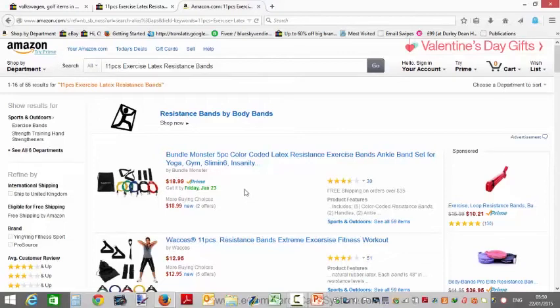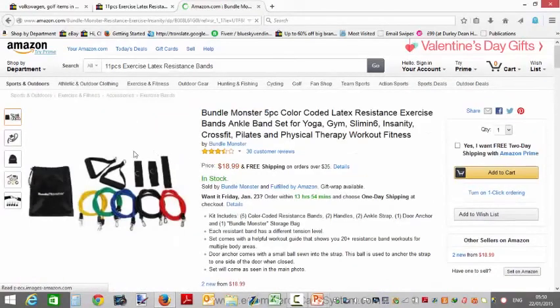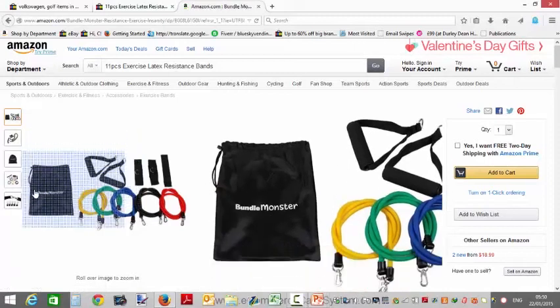So to do that, you need to choose a listing which is identical to your product, i.e. colors, dimensions, and any bags and such like. So let's have a look at some of these ones. So the top listing here is this one here, Bundle Monster. So let's go inside and have a quick look. So could we utilize this listing?